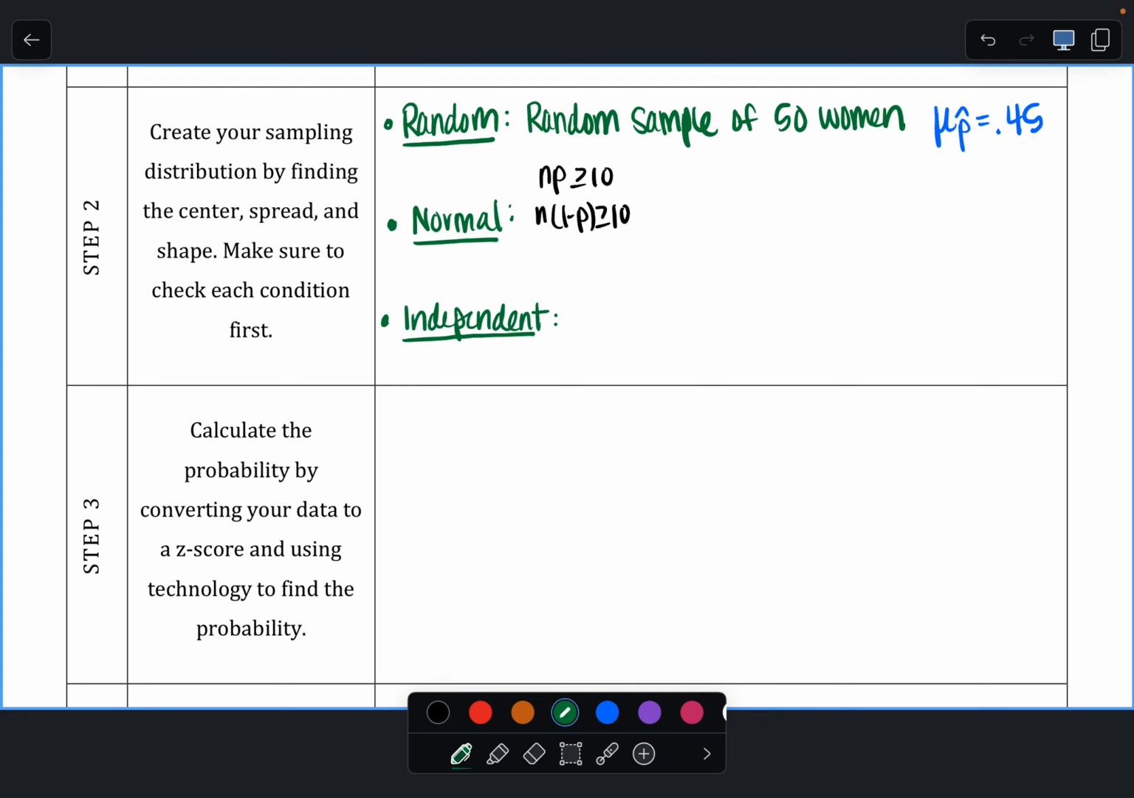So I'm going to put my sample size was 50. My P is 0.45. So that's 22.5, greater than or equal to 10. 50 times, and I always just go ahead and do the subtraction, 0.55, which is 1 minus 0.45, is equal to 27.5. And that's greater than or equal to 10. If both of these things are true, then we can go on and say the sampling distribution is approximately normal.